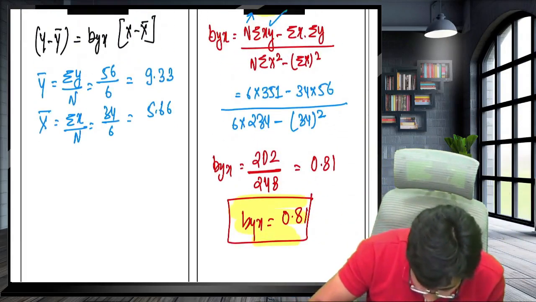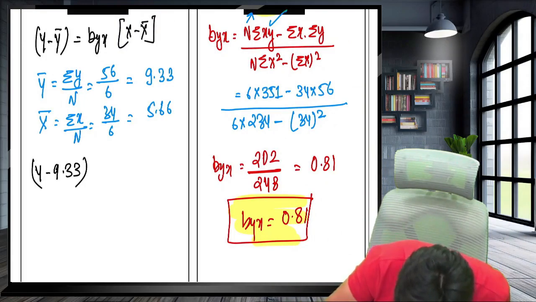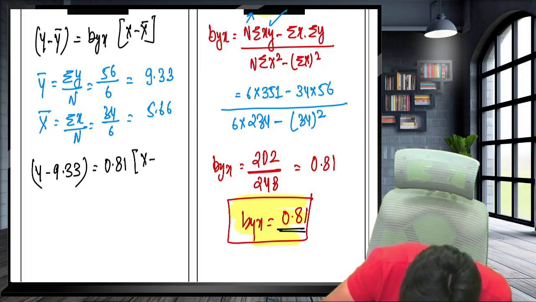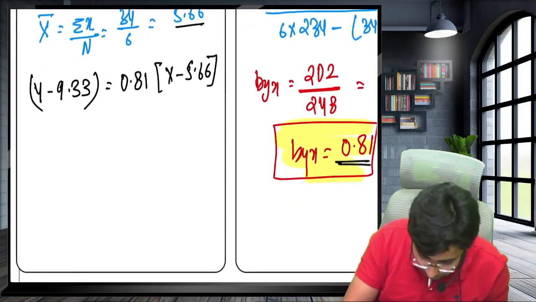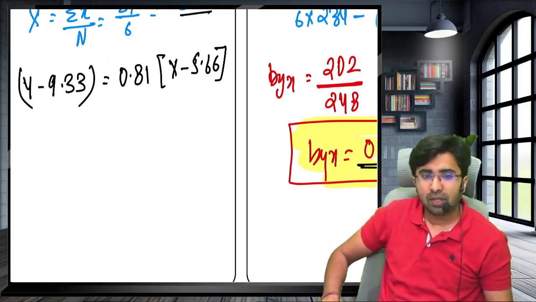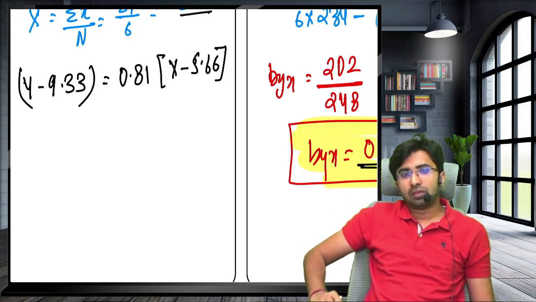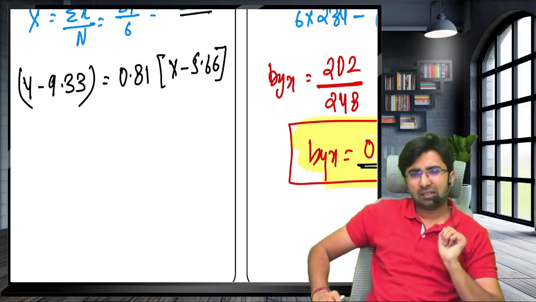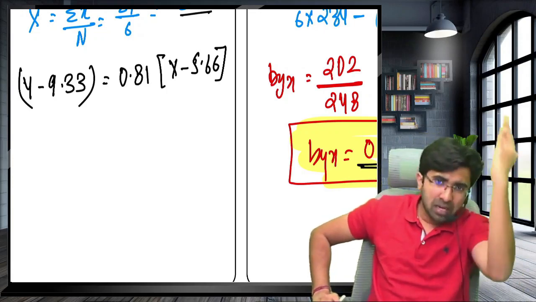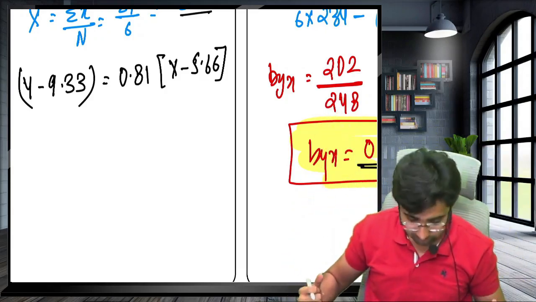Let's put it over here. y minus y bar: y minus 9.33 equals b y on x, sir, now we are having aim number 1, times x minus x bar, that is 5.66. Guys, it is true that you have computed your equation, y minus y bar equals m, whatever it is. But is this Ravi Kumar or Kumar Ravi? Sir, this is not a good format. You want y on x, so make y on one side and the other on the other side. So I will say, yes, this is Ravi Kumar.